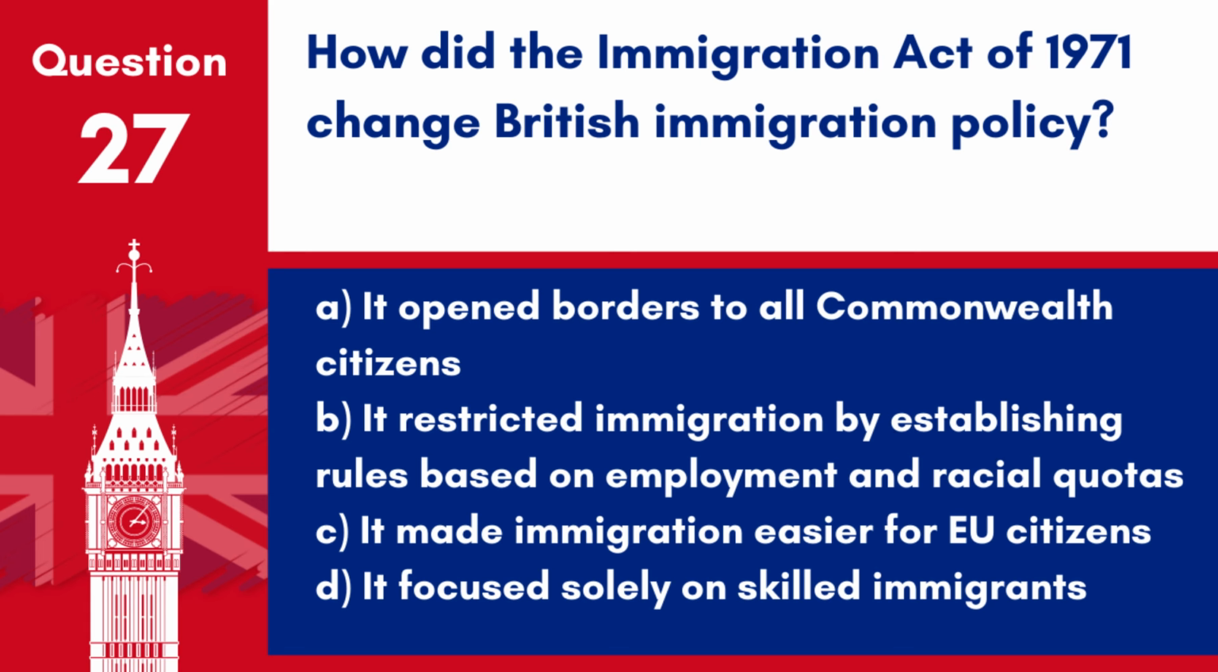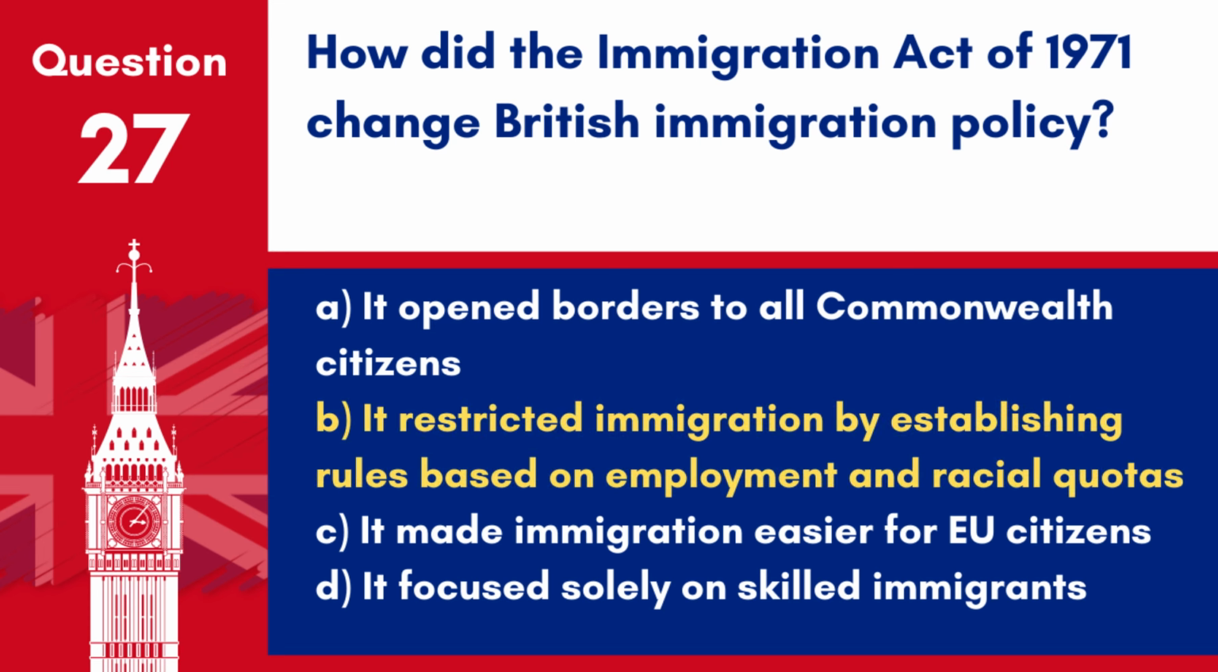A. It opened borders to all Commonwealth citizens. B. It restricted immigration by establishing rules based on employment and racial quotas. C. It made immigration easier for EU citizens. D. It focused solely on skilled immigrants.